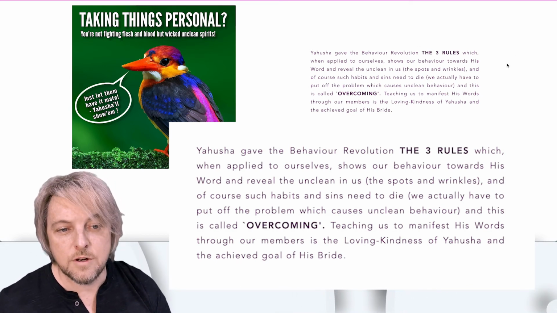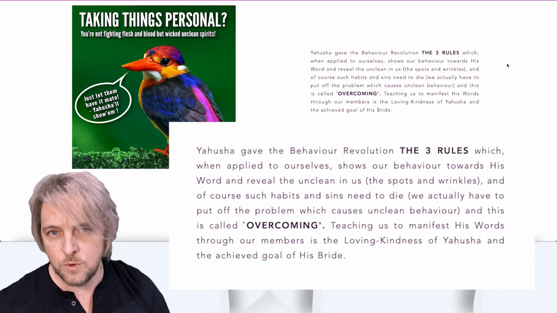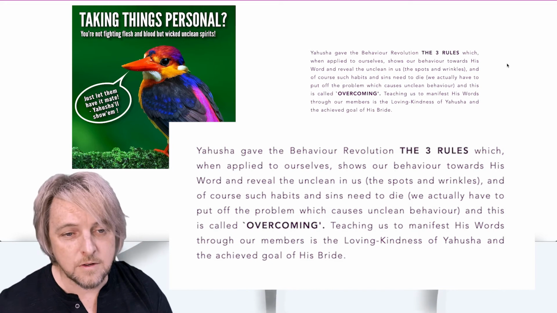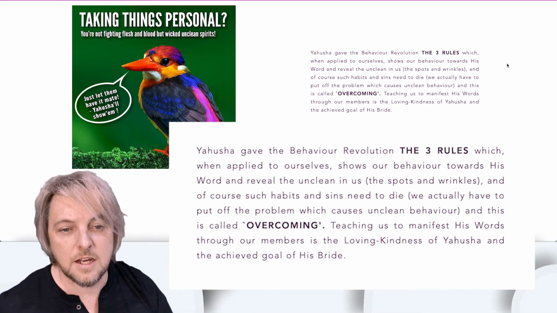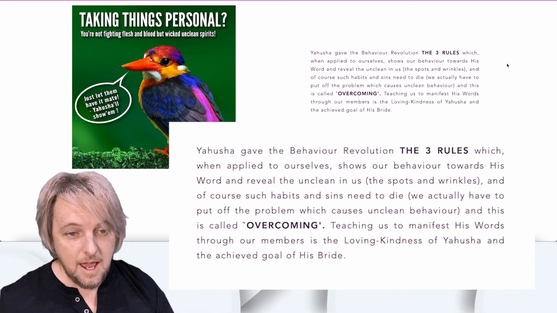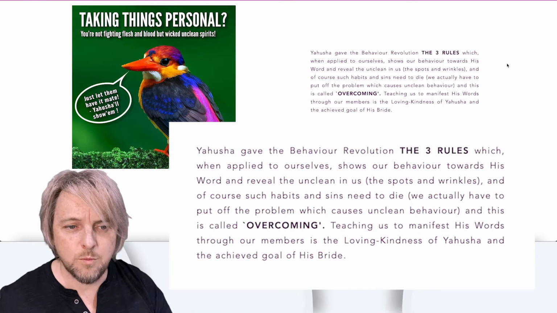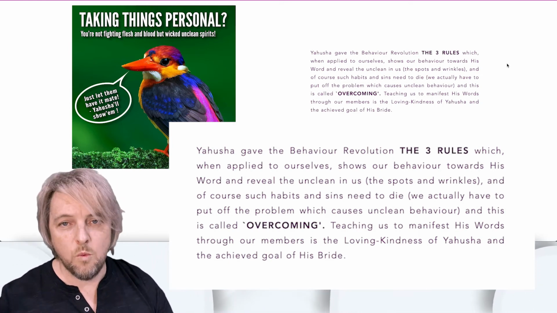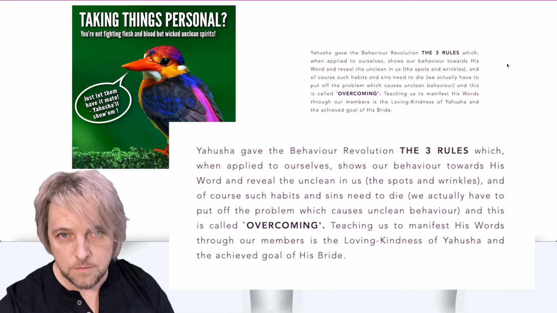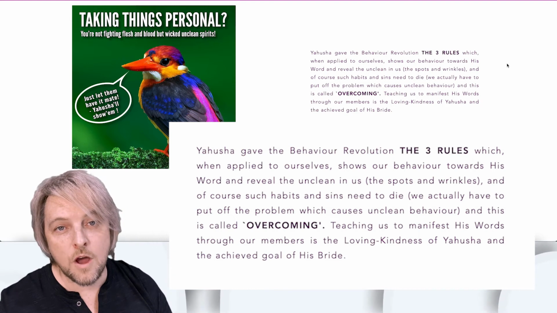Yahusha gave us the 3 rules which, when applied to ourselves, shows our behaviour towards his word, whether it's right or wrong, and reveals the unclean in us, the spots and wrinkles. And of course, such habits and sins need to die. We have to put off the problem which causes unclean behaviour. This is called overcoming.